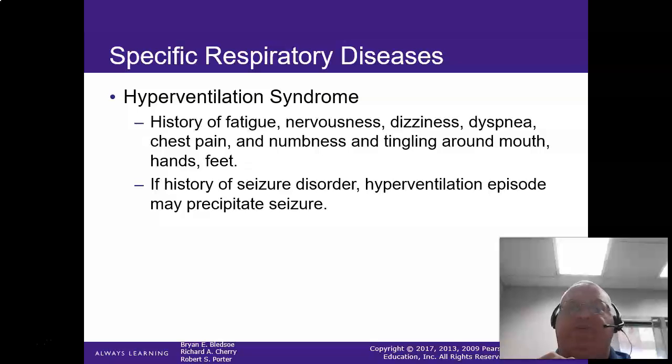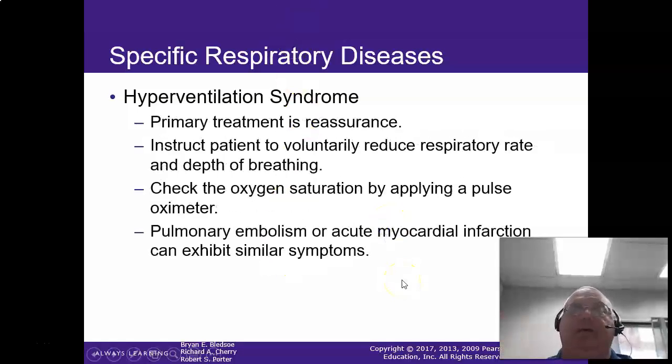Okay, these folks usually have a history of fatigue, nervousness. It's not that they can't control themselves. It's that once they reach a certain point, they can't. Their body doesn't know how to reset itself, and they get into a vicious cycle. They think that they have to breathe faster. Okay, they got a seizure disorder. Again, hyperventilation episodes may precipitate the seizure. They can feel that aura coming on. All right, so reassure them, talk them down. Again, pulmonary embolism and acute MI can exhibit similar symptoms.